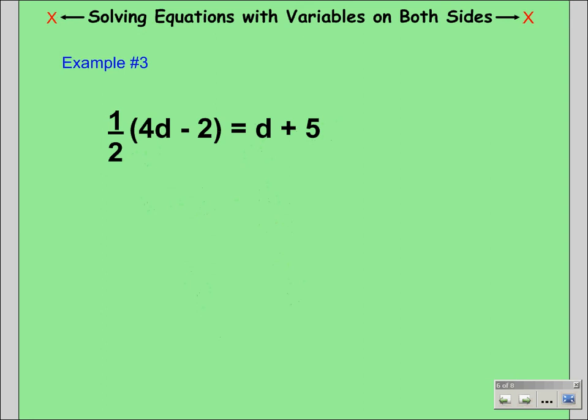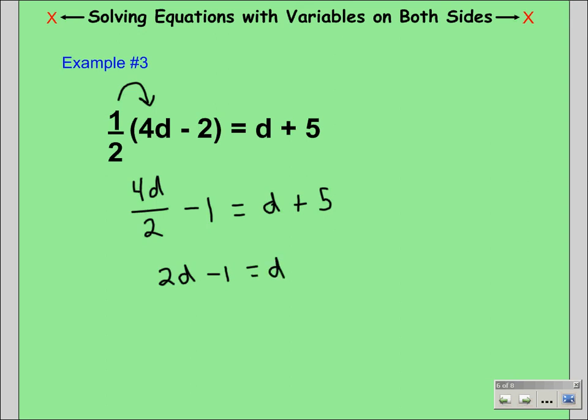Our next example involves a little bit of the distributive property. Before we begin solving and moving our variables around and our constants around, we want to take our 1/2 and distribute it into what is inside of our parentheses, 4d minus 2. If we distribute the 1/2 to the 4d, we're going to get 4d over 2. If we distribute the 1/2 to the negative 2, we're going to get minus 1. Now our 4d over 2 simplifies to 2d minus 1 equals d plus 5.